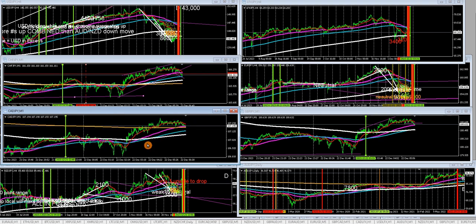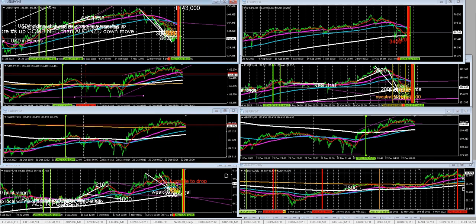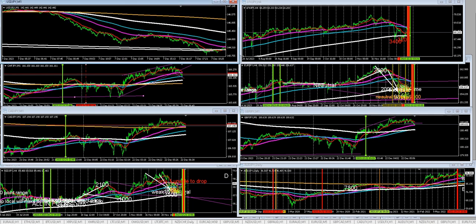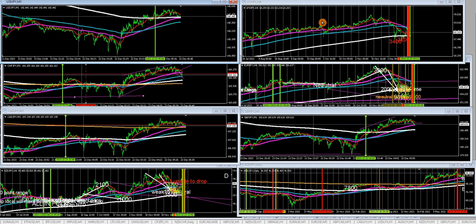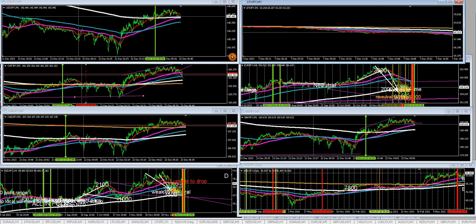We'll just keep rolling. CAD double bottom. So we can do the exact same thing right here as we just did. Double bottom.